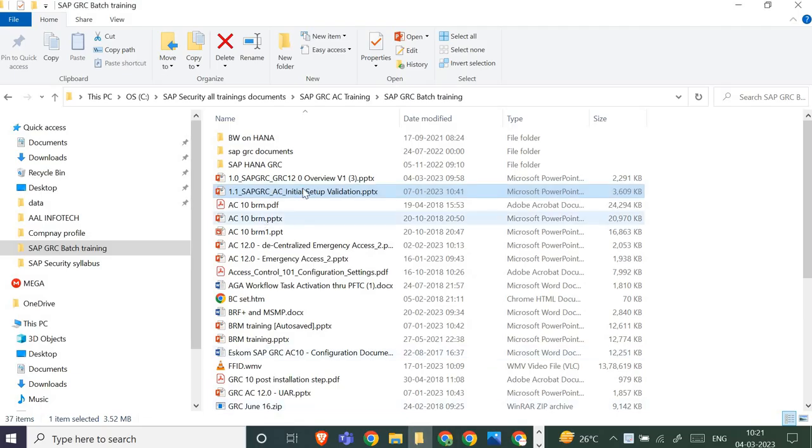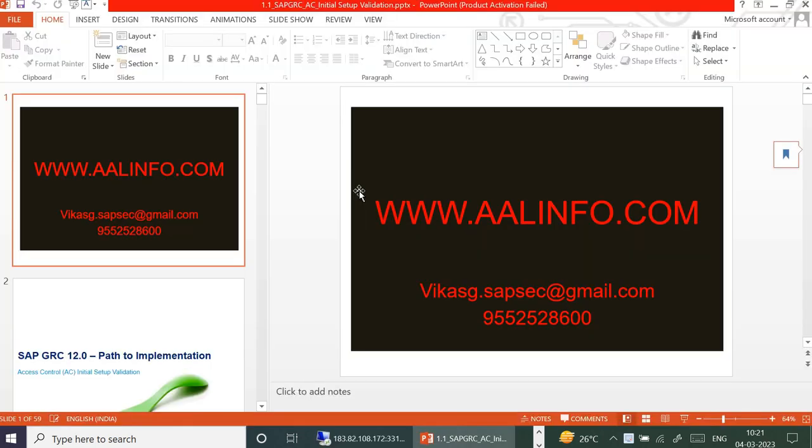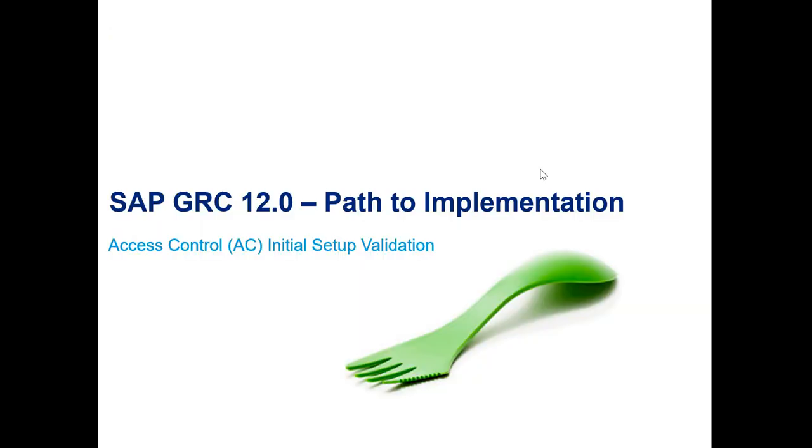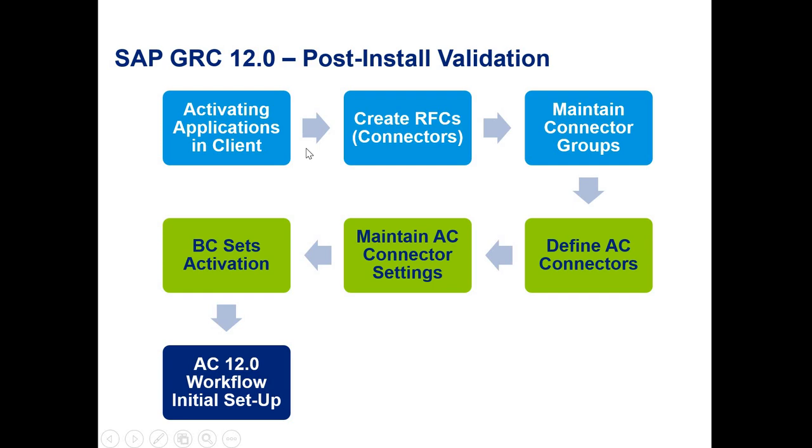Okay, so the next thing we are going to see here is the post installation steps. These are the steps once our production system is built by our basis team, then we have to do some basic configuration. This basic configuration is a one time, first time activity. So we call this a post installation step, meaning once the installation is done, then we have to do these activities.